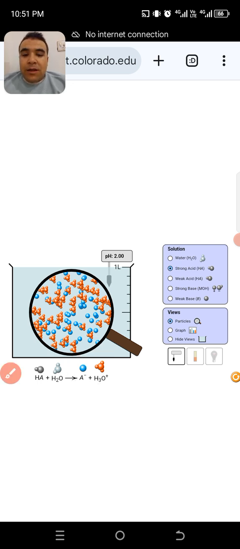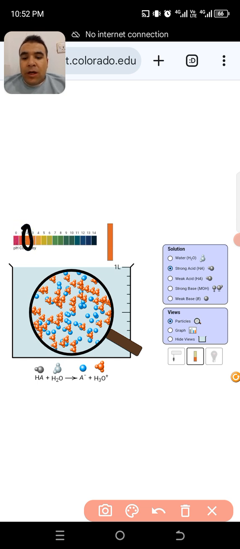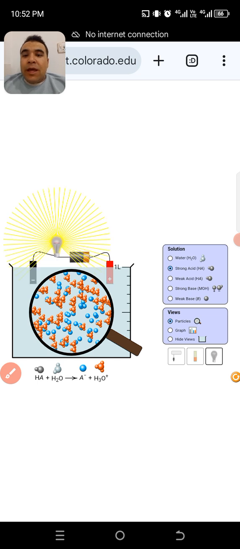We know that the pH is 2. How about the litmus paper or the color indicators? It's almost in the region that has the same color as 2. And in terms of conducting electricity, it's a strong conductor or strong electrolyte. It has a high tendency to conduct electricity.